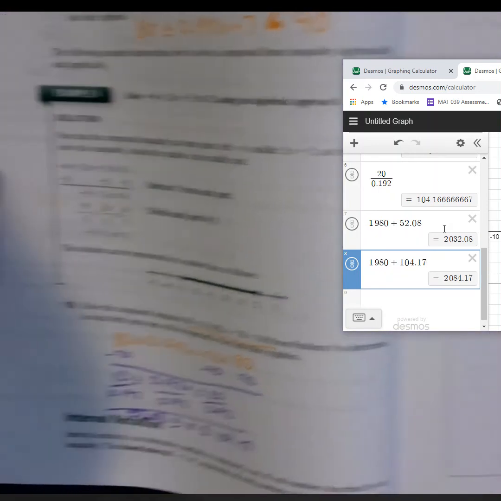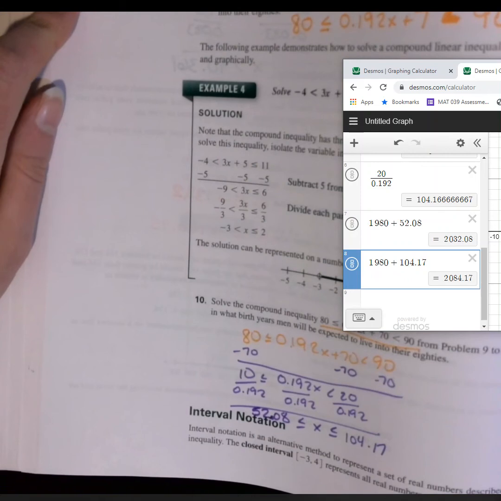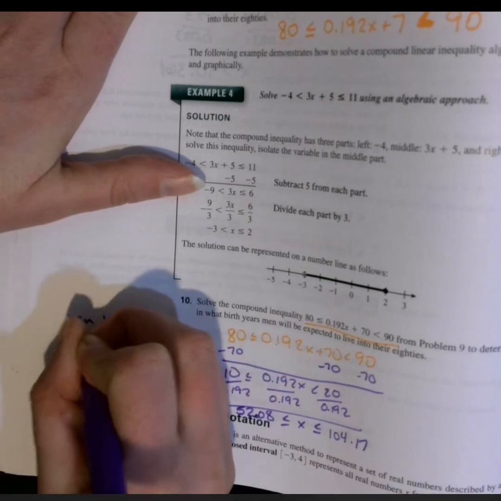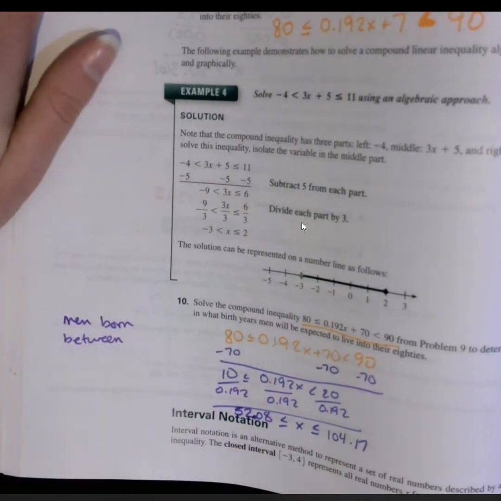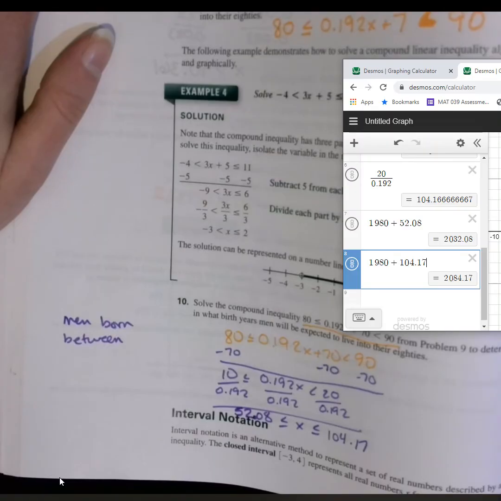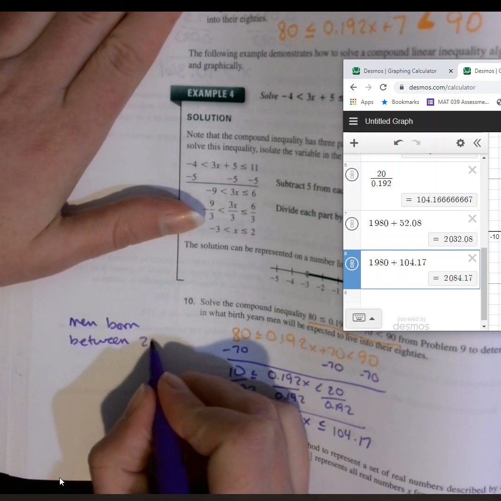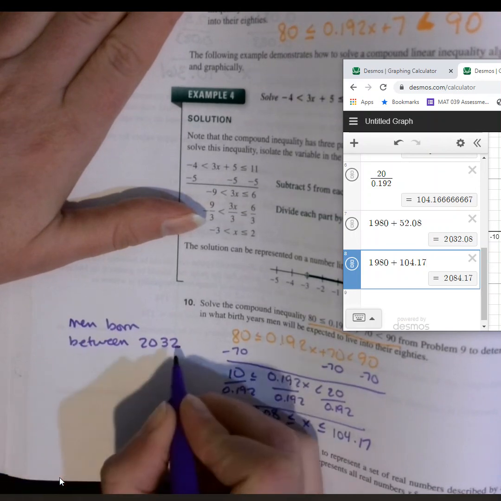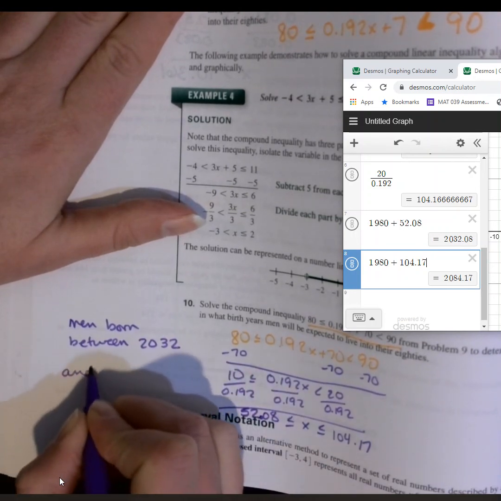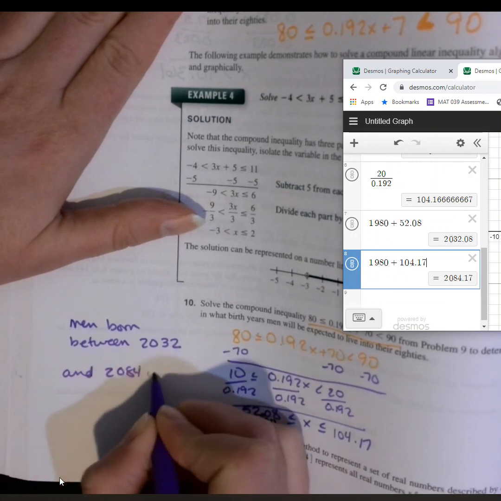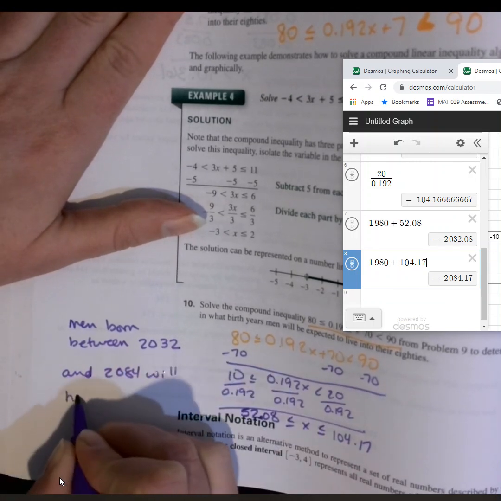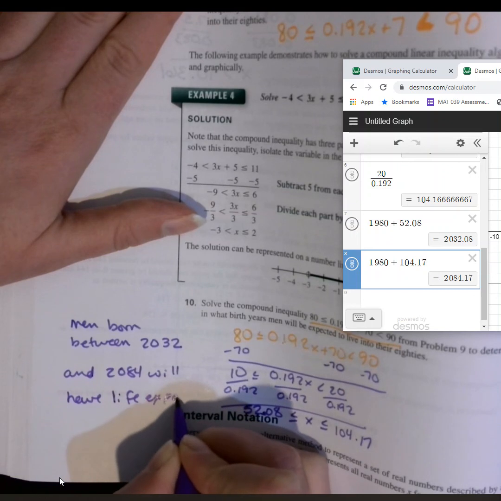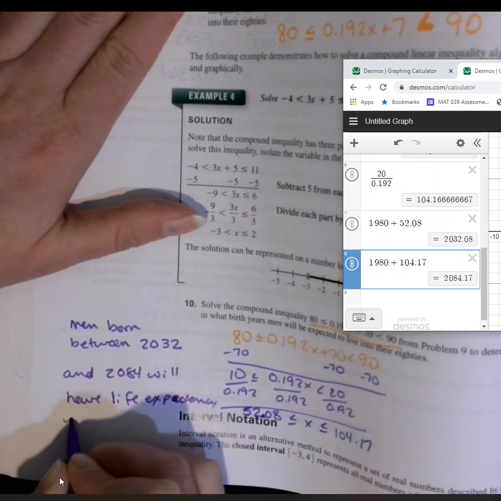So I'm going to write over to the side over here, get rid of my decimals window for a second, that men born between, I got to get decimals back because I forgot. Men born between 2032 and 2084 will have a life expectancy in the 80s.